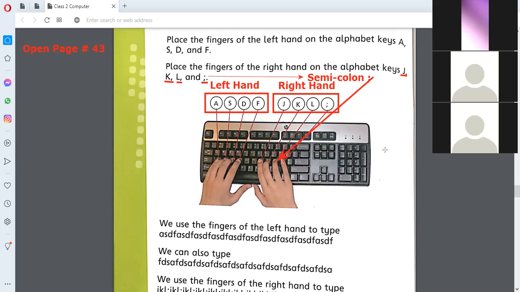It's A, S, D, F. Okay, now the second one we have the JKL. It's JKL semicolon. Okay, it's JKL and semicolon. So these are the four keys which we saw in the left hand, and the other four are on the right hand. Total number of keys which we saw are 8.